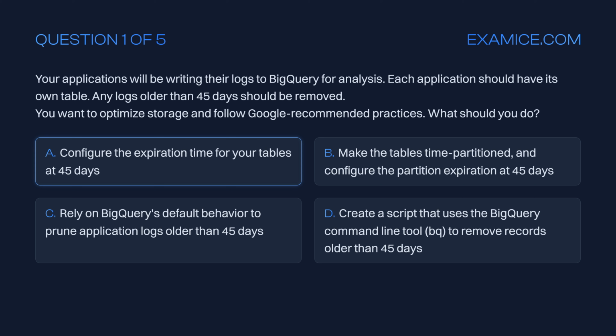Configure the expiration time for your tables at 45 days. Option B. Make the tables time partitioned and configure the partition expiration at 45 days. Option C. Rely on BigQuery's default behavior to prune application logs older than 45 days. Option D. Create a script that uses the BigQuery command line tool to remove records older than 45 days.